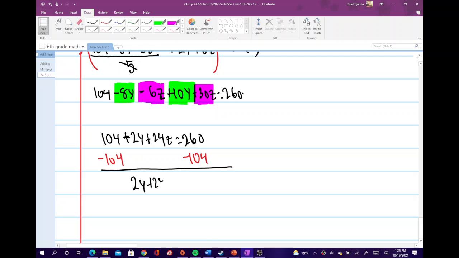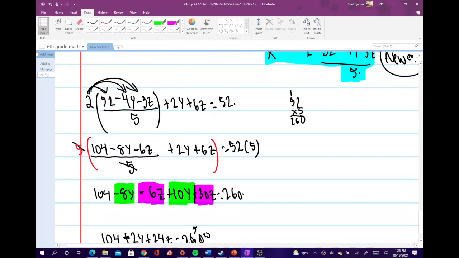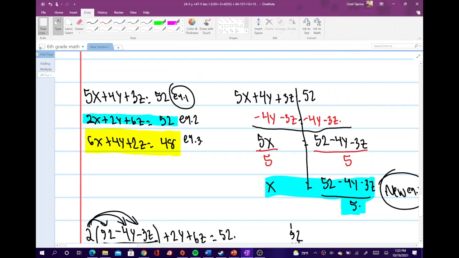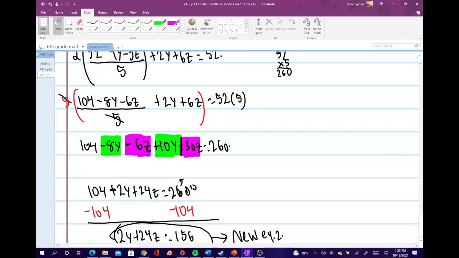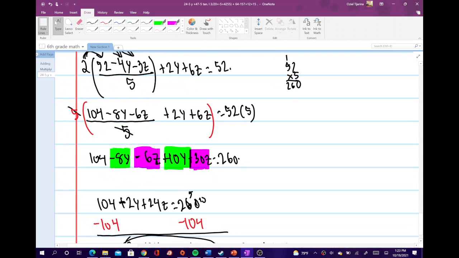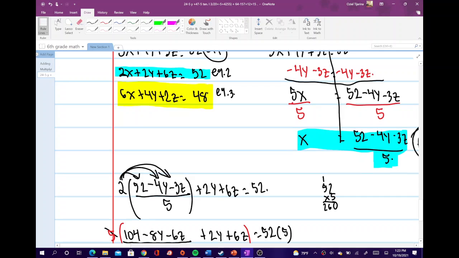2y plus 24z, and we subtract this out, we get 156, right? So let this be new equation 2, okay? And like I said, guys, this is really long. It's a very tedious method. So then we do the same thing for the third one.